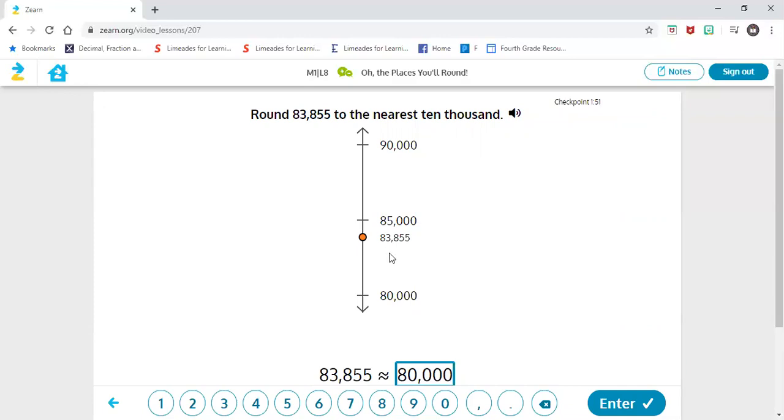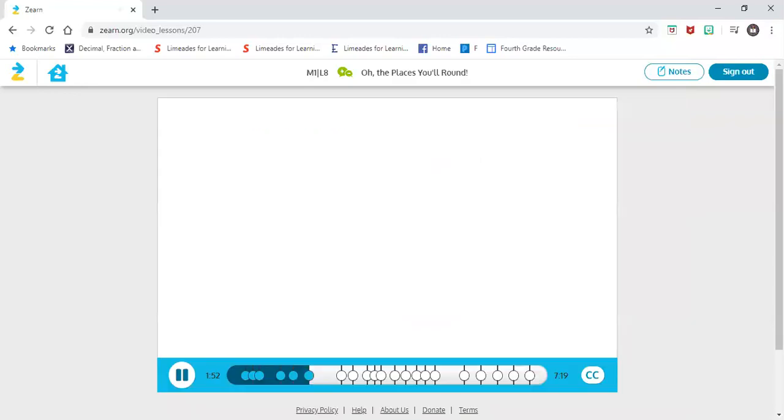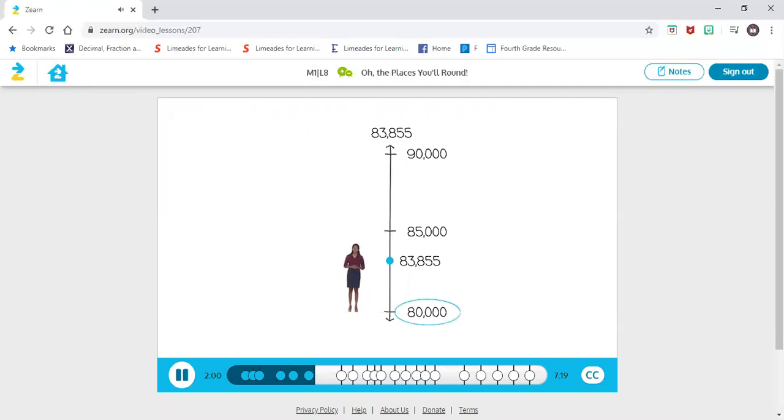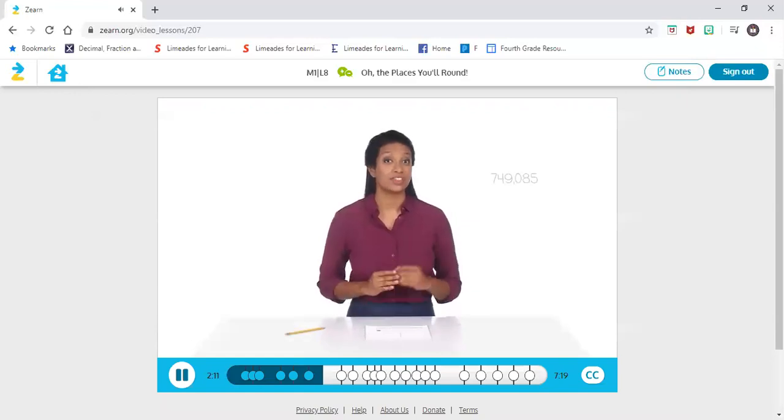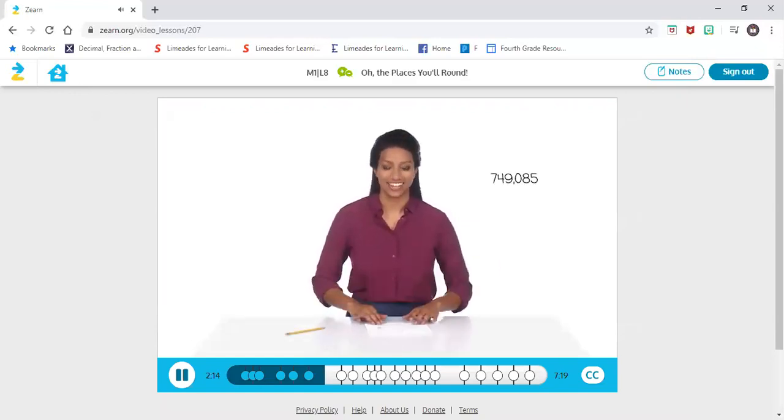But another way we can definitely look at it is, is it below or above our midway point? Because our midway point, or halfway point, tells us whether we go up or it stays the same at 80,000. 83,855 is nearer to 80,000 on our vertical number line. So 83,855 rounded to the nearest 10,000 is 80,000. Great work, Zerner. Now let's round this number to the nearest 100,000 in our notes.